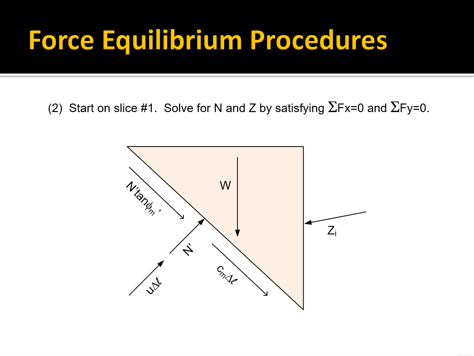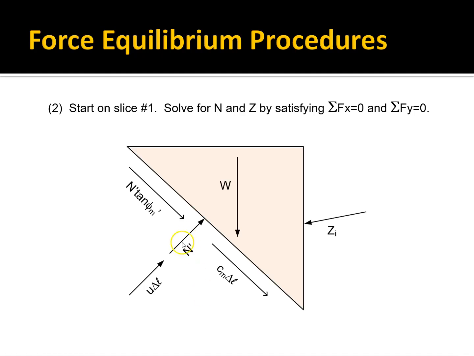Acting perpendicular to that, we have the effective normal force and then the pore pressure U delta L. We have the weight of the slice, and then on the right side we have the force Z i, and there's also an angle at which that applies, which we've assumed. So we have two sets of equations. On this free body diagram, we can sum forces in the x direction and in the y direction, and we have two unknowns. The two unknowns are N prime and Z. Everything else is a known term.